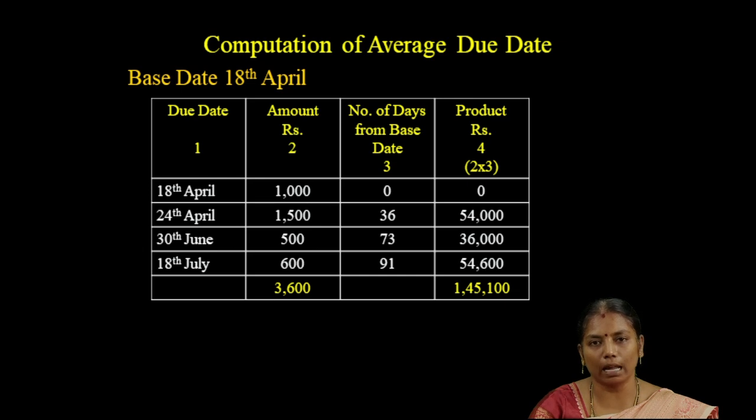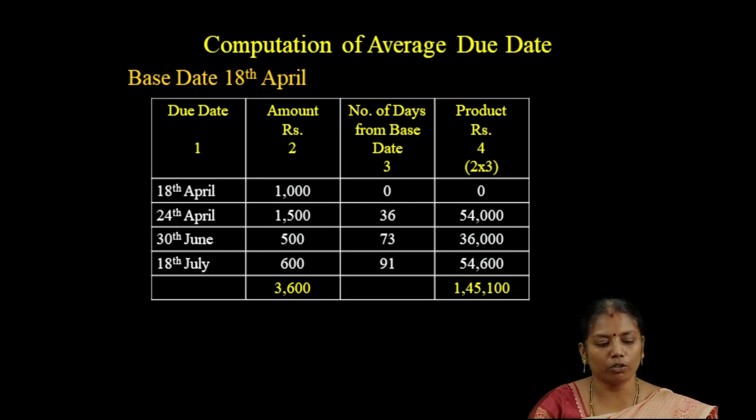So, 18th April to 18th July, we have to calculate the number of days. The number of days for the fourth due date is 91 days. So, 600 into 91 means 54,600. We have to total the product column and the amount column. So, the total product amount is 1,45,100 and the amount column total is 3,600.